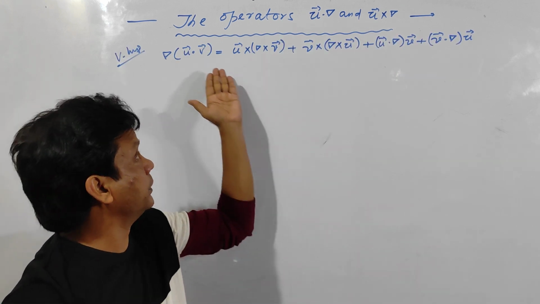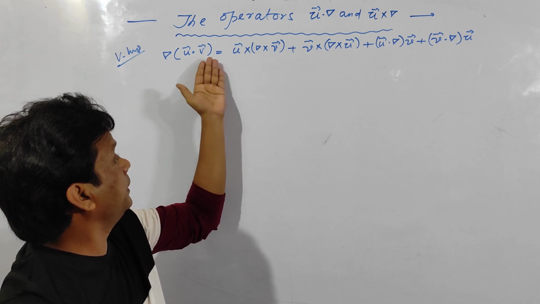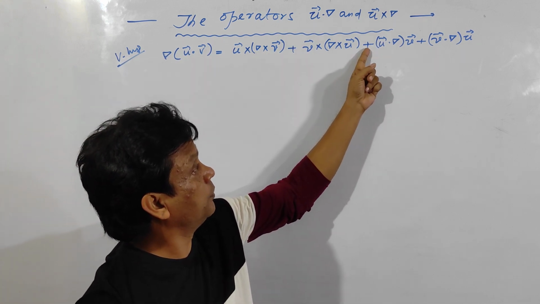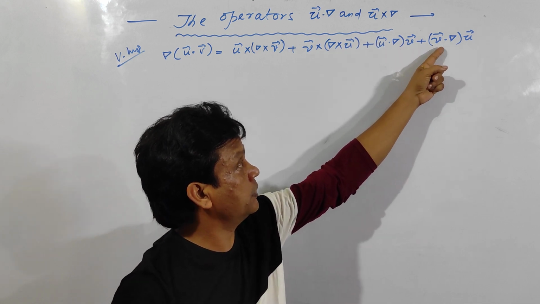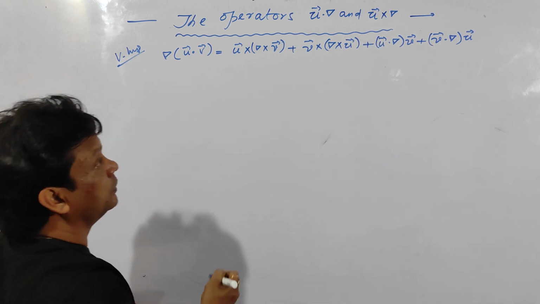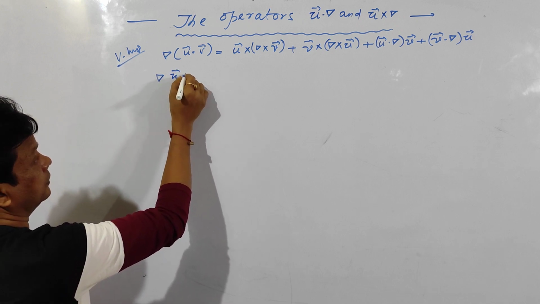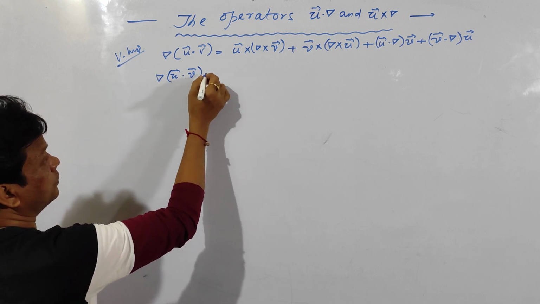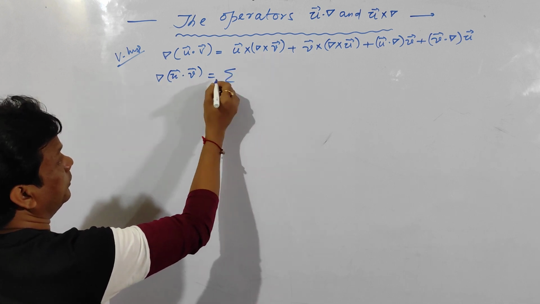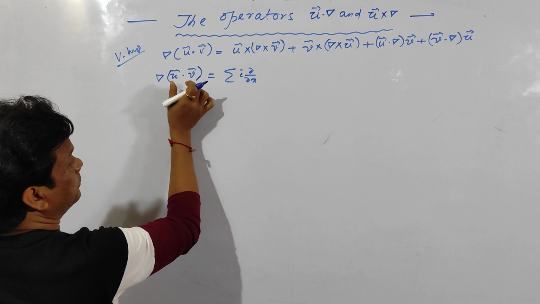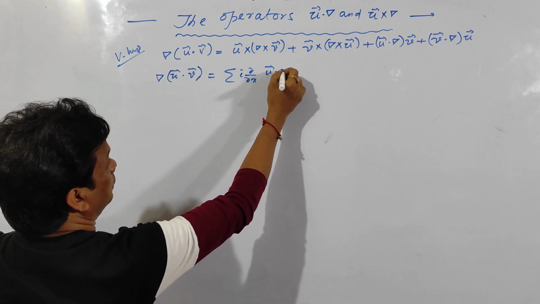This is the most important formula. Grad of u dot v is equal to u cross (del cross v) plus v cross (del cross u) plus u dot del of v plus v dot del of u. So how to prove this one? See here. This is equal to the summation, by the definition of gradient, i del by del x of this factor, u dot v.